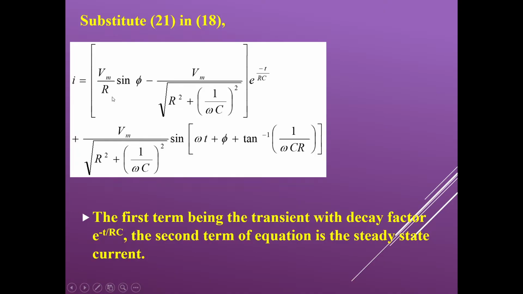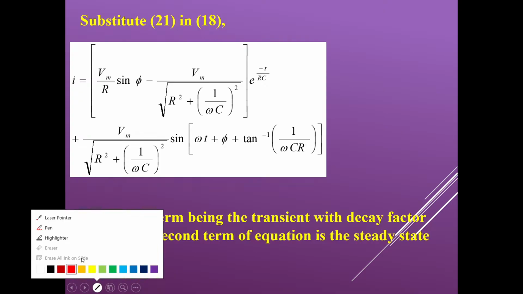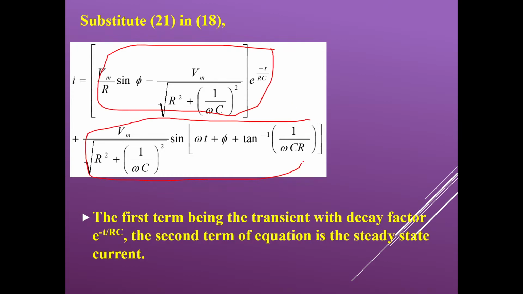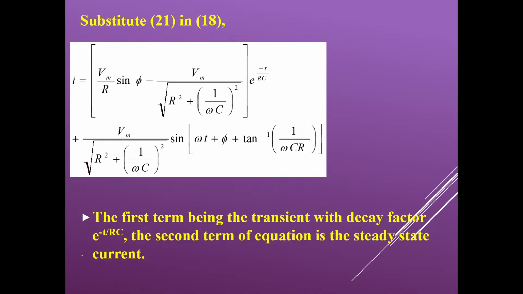I equal to Vm by R sin phi minus Vm by root of R square plus (1 by omega C) whole square, this is our C value, into e to the power of minus t by RC, plus Vm by root of R square plus (1 by omega C) square, sin(omega t plus phi plus tan inverse of 1 by omega C R). Here this is our transient part. This is our steady state part. So the solution of the current has two parts, one transient part and one steady state part. If we are writing it down, you just write it down quickly.